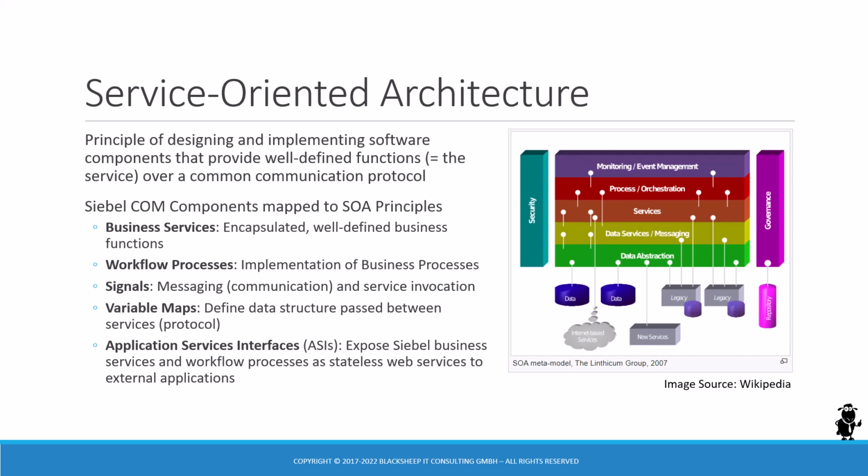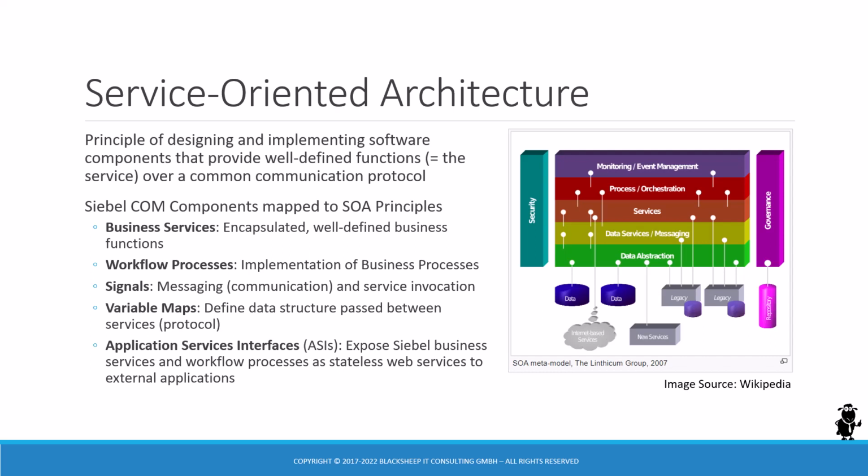So business services, for example, are encapsulated, and they are basically the implementation of a well-defined business function, if they are written in that way, of course. And a workflow process is a combination of business service method invocations, so it's more akin to a business process implementation or an automation of business processes. So both actually form the service part, the well-defined function part in customer order management.